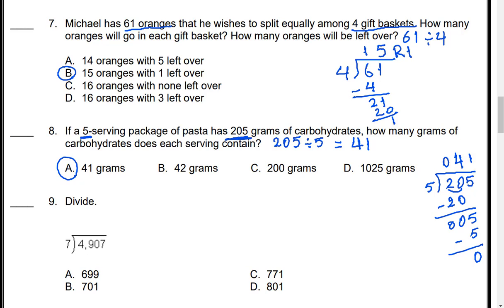Let's move to the next question. For the next question, I don't have enough space to write the steps, so I will write it here. 4,907 divided by 7. I will choose one of my heroes to help me with this division.